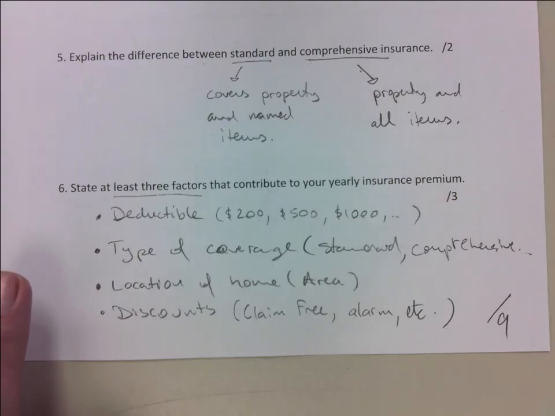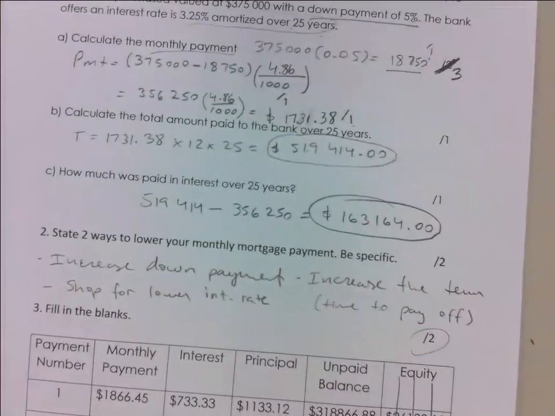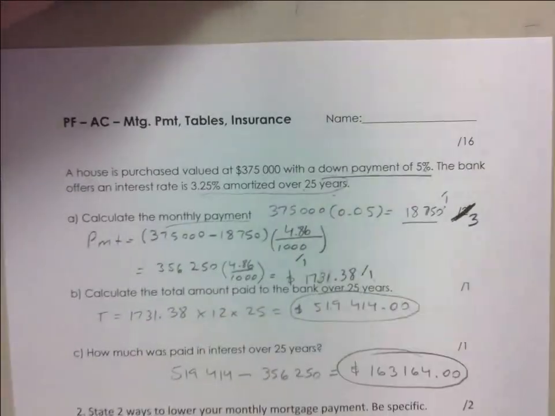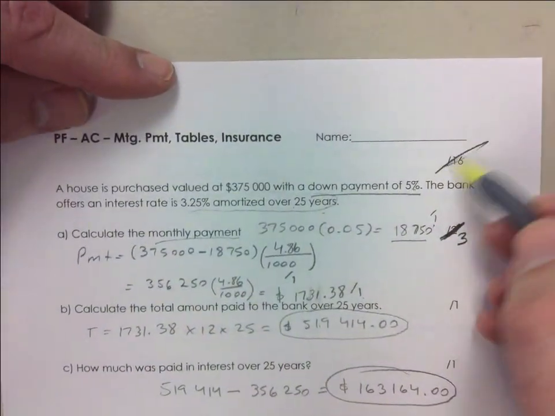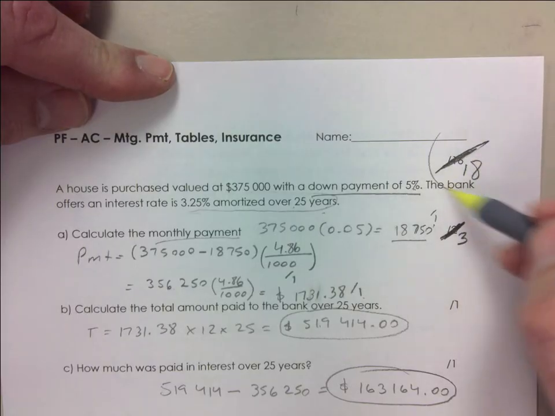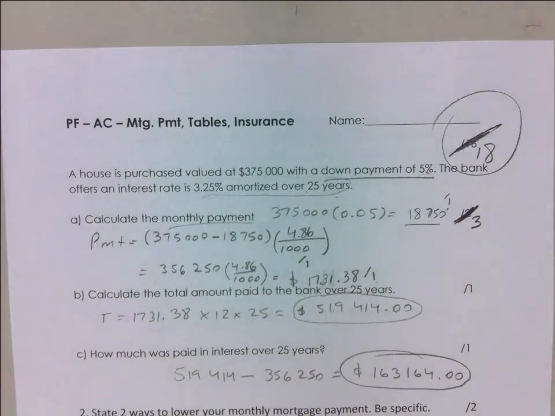9 and 9, 99 Luftballons. 18. Okay, put your name and last name on there.